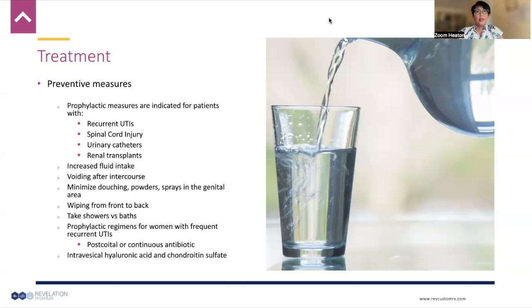Sexually active women may attempt voiding immediately after intercourse to lessen the risk for coitus-related introduction of bacteria into the bladder. Minimize douching, powders, and sprays in the genital area, wipe from front to back, and take showers versus baths. Prophylactic regimens for women with frequent recurrent UTIs, like postcoital or continuous antibiotics. Women with fewer than 3 UTIs per year may benefit from self-initiated antibiotic therapy.